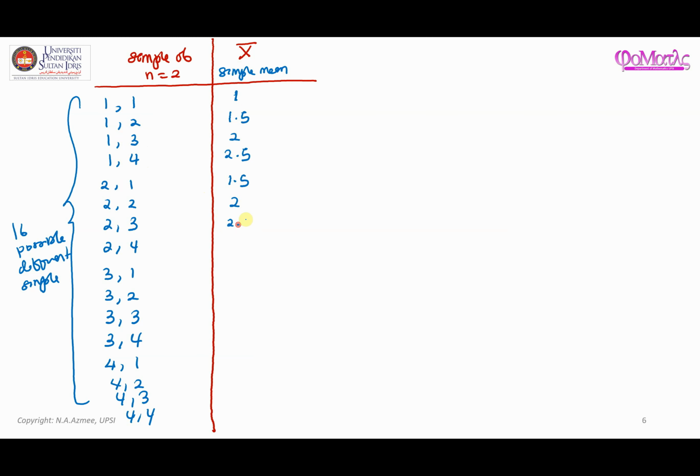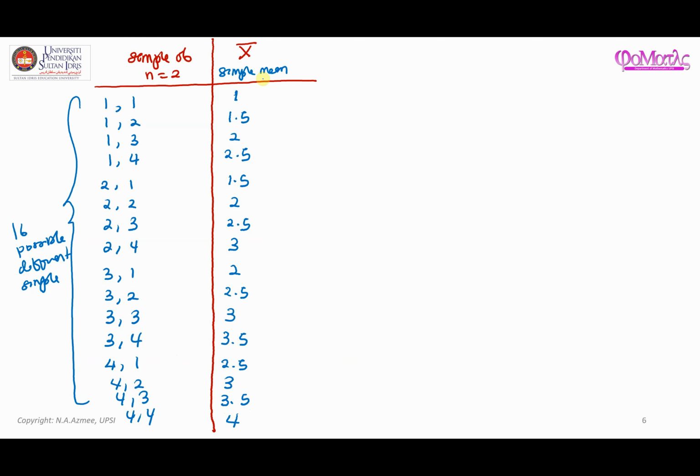5 over 2 is 2.5. 6 over 2 is 3. 4 is 2. 5 is 2.5, 6 is 3, 7 is 3.5, 5 is 2.5, 6 is 3, 7 is 3.5, and this one is going to be 4.